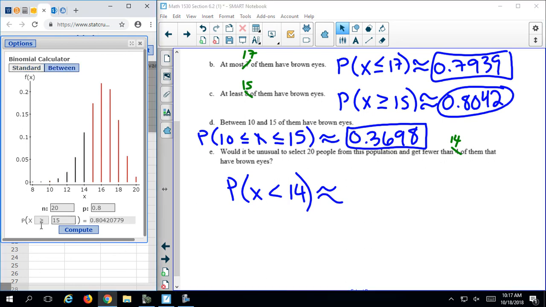So I'm going to switch back to standard. Change my symbol to less than, do less than 14. 0.0867.